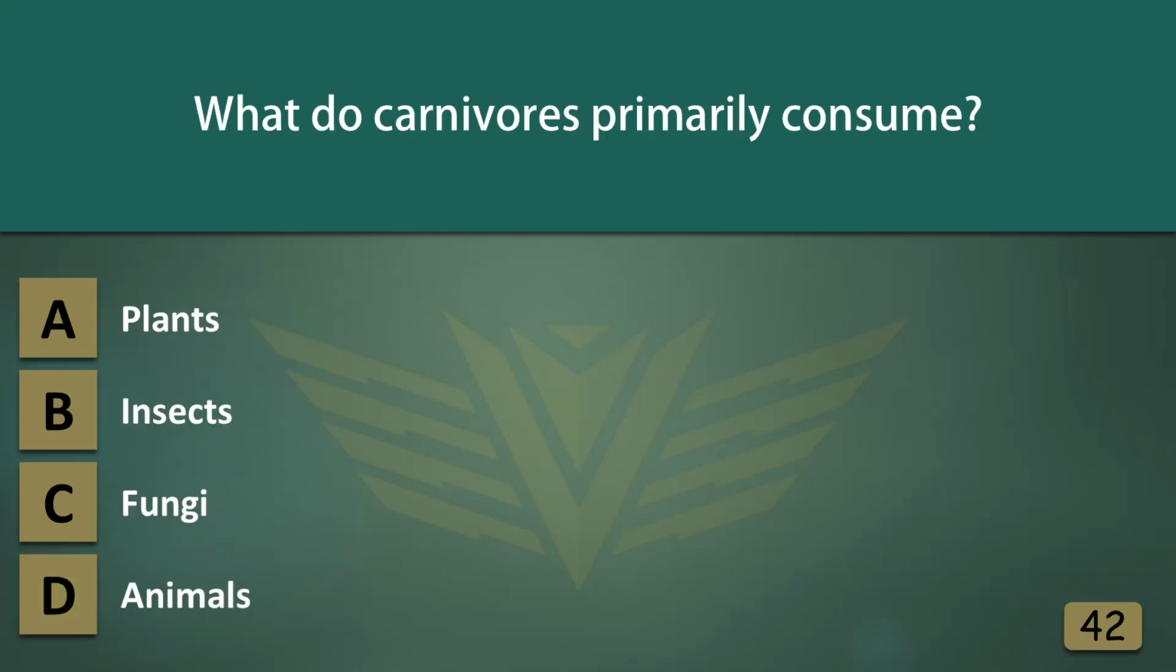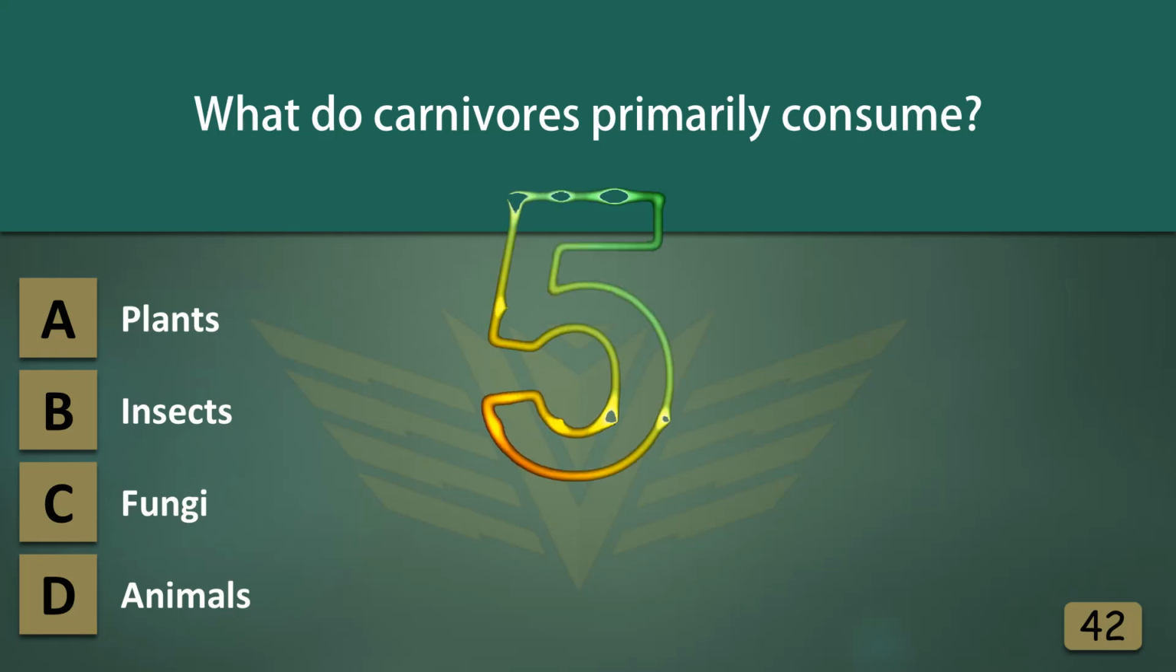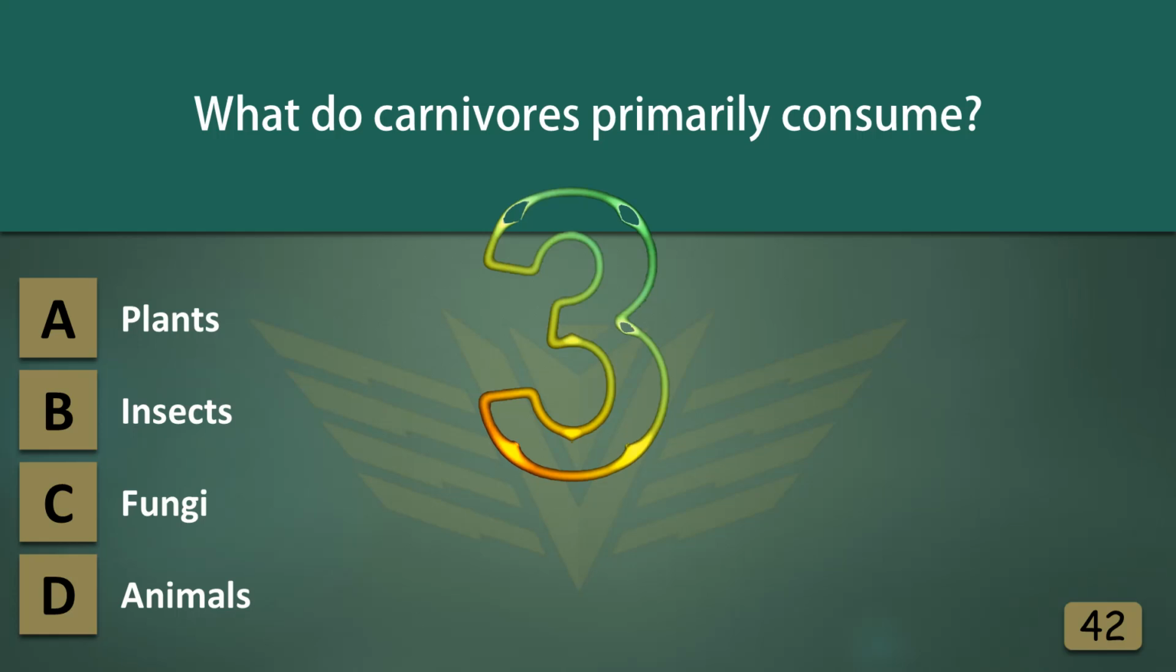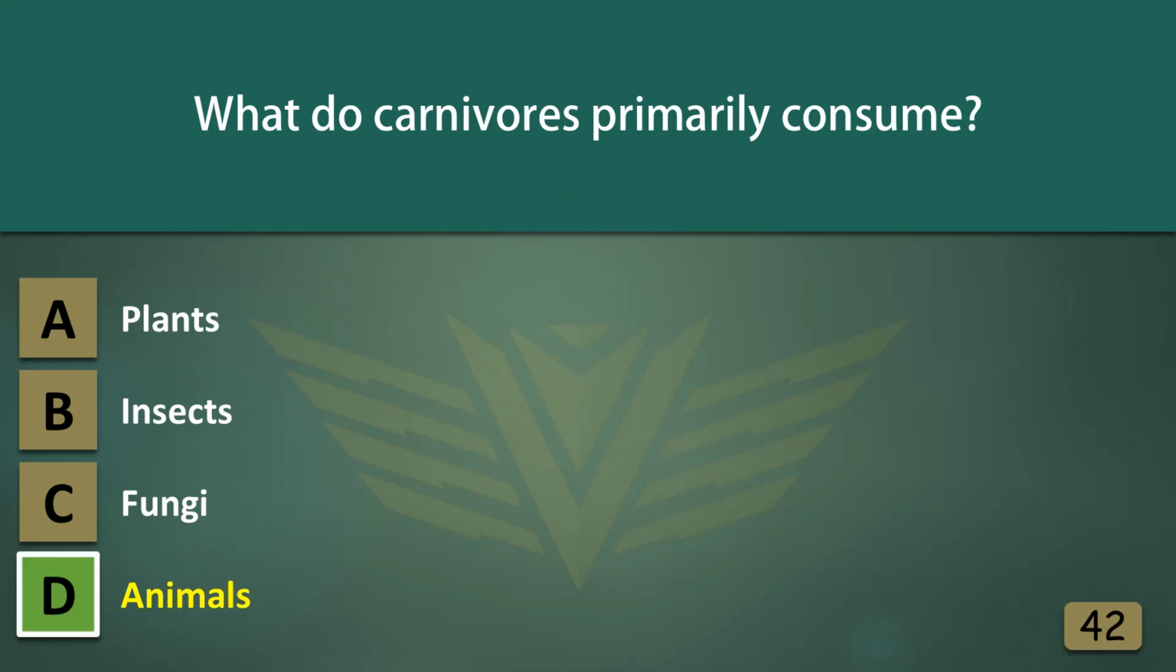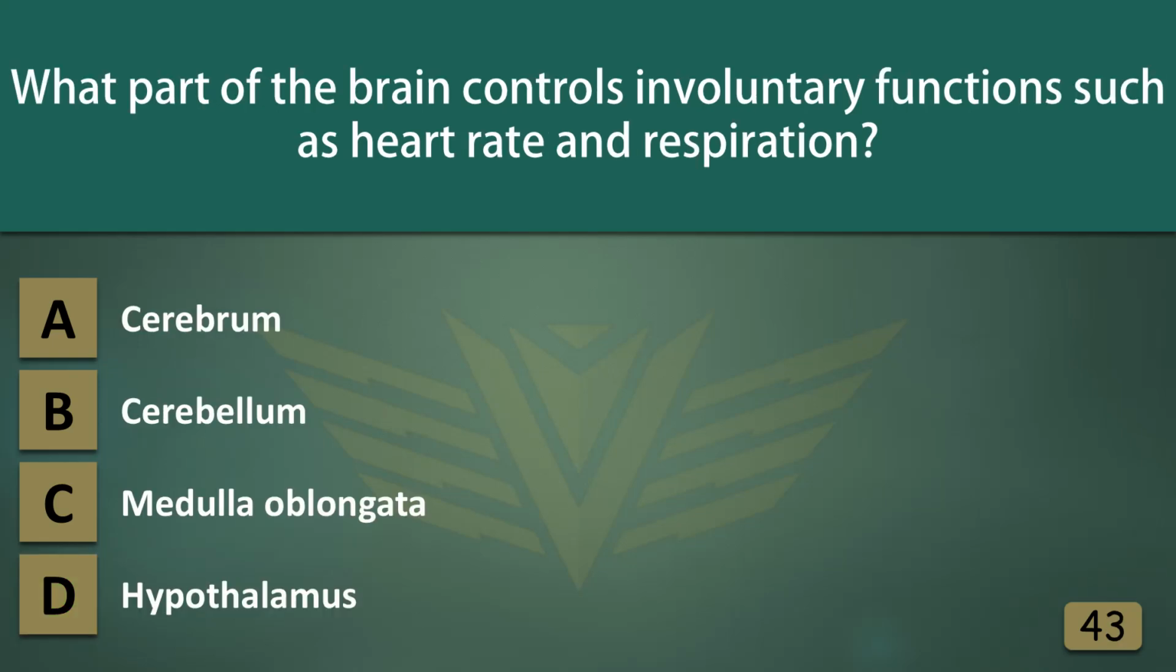What do carnivores primarily consume? A. Plants. B. Insects. C. Fungi. D. Animals. The correct answer is D. Animals. What part of the brain controls involuntary functions such as heart rate and respiration? A. Cerebrum. B. Cerebellum. C. Medulla oblongata. D. Hypothalamus. The correct answer is C. Medulla oblongata.